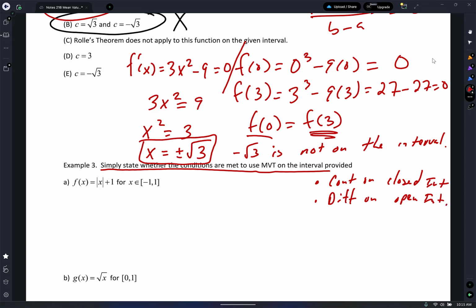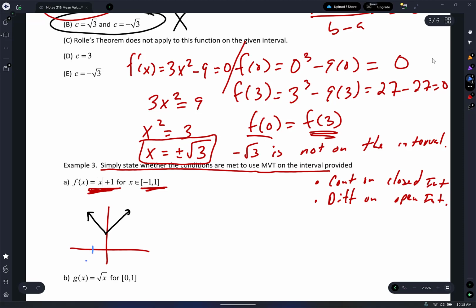Are we ready? Letter A, let's see your algebra. So we have square root of absolute value of x, plus 1 from negative 1 to 1. Do you know what the absolute value of x plus 1 looks like? From your algebra days, absolute value of x is just a V, and then the plus 1 just moves that graph 1 up. So it looks like this. I'm looking on the interval between negative 1 and 1. Can I use the mean value theorem?